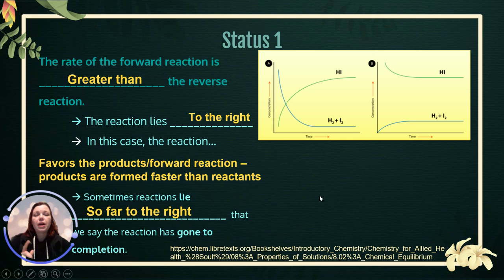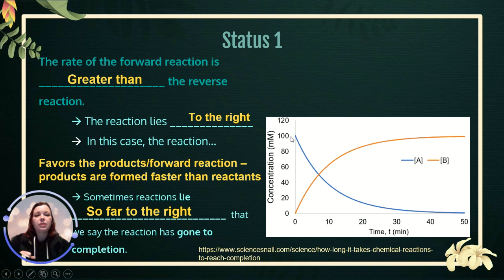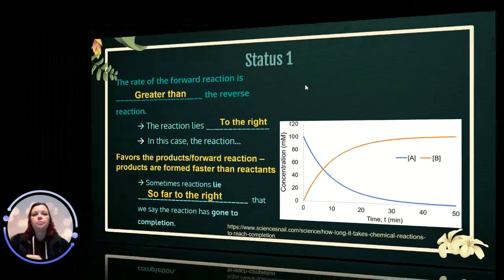So sometimes reactions lie so far to the right that we say the reaction has gone to completion, and that would look something like this. And so you're used to seeing this because we assume when we're doing stoichiometric calculations that the reactions go to completion. So when a reaction goes to completion, your forward reaction proceeds to the point that we essentially consume all of the reactants and we don't really see a reverse reaction taking place. So you would see the concentration of the reactants would completely disappear and the concentration of the products would dominate. And so this is a reaction that lies very far to the right.